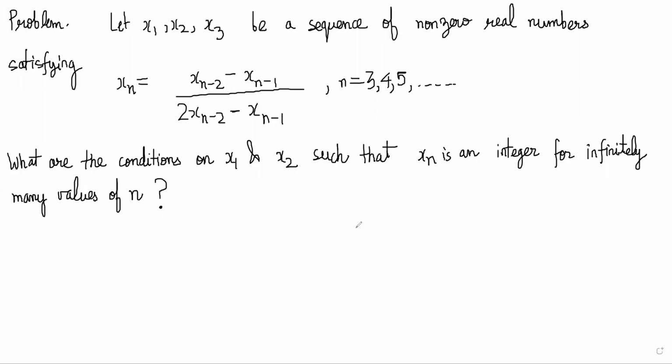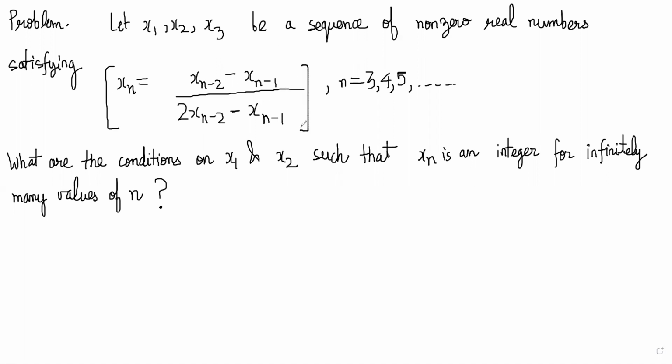Hi. In this question, we are going to look at a recurrence relation, and we want to understand how the properties of this xn term can be defined by conditions on the initial variables. So we have: let x1, x2, x3, ... be a sequence of non-zero real numbers satisfying this condition.